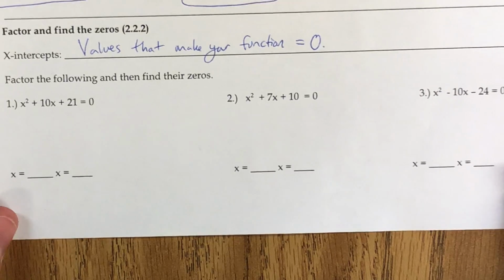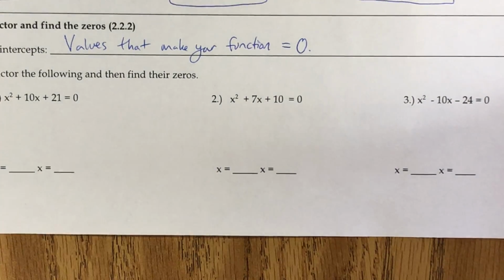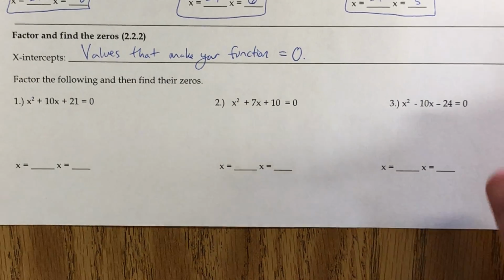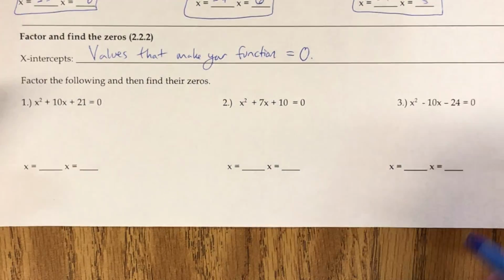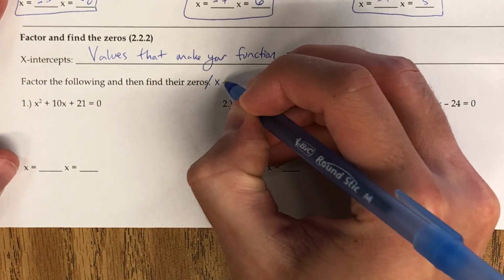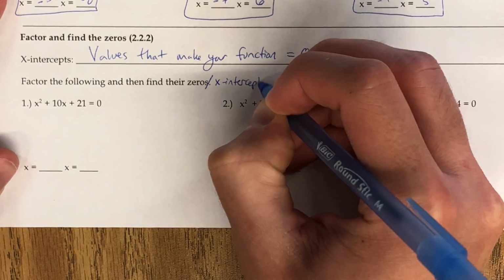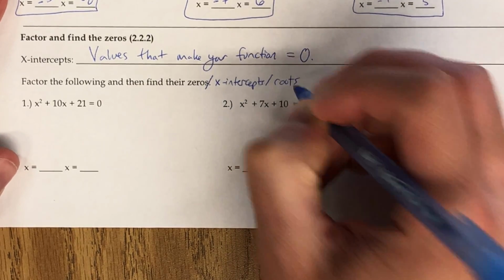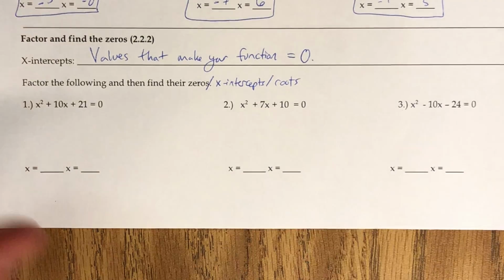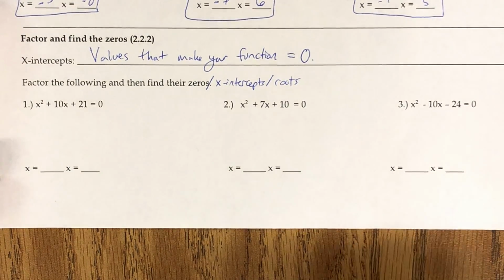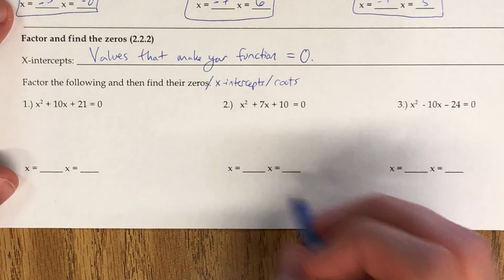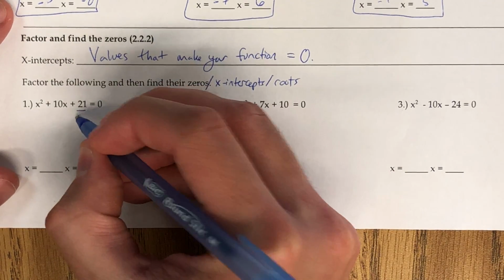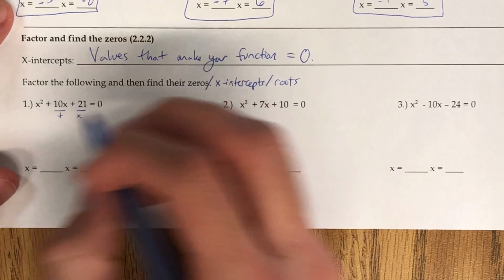So as we look here with questions 1 through 3, our goal here is to factor them so that we can find the zeros or x-intercepts or roots. You're going to see all three of these terms used synonymously. So what we do then is we start by factoring. So factoring means look for what multiplies to C, what adds to B.